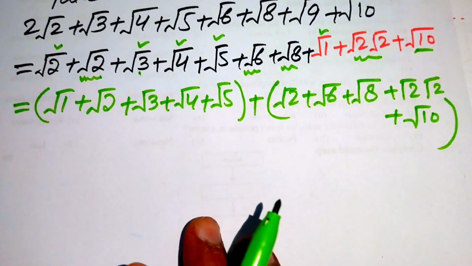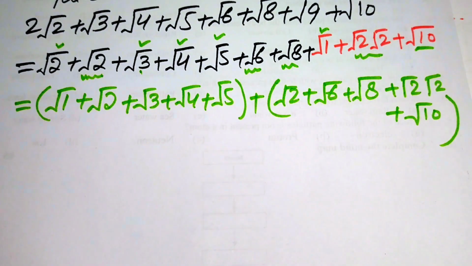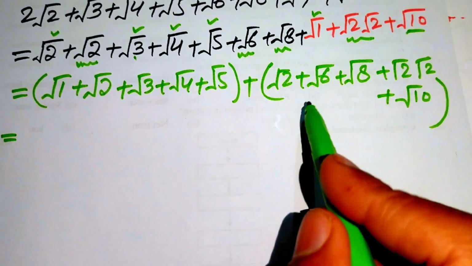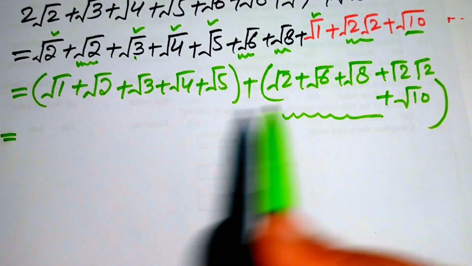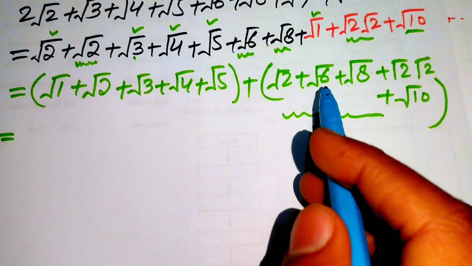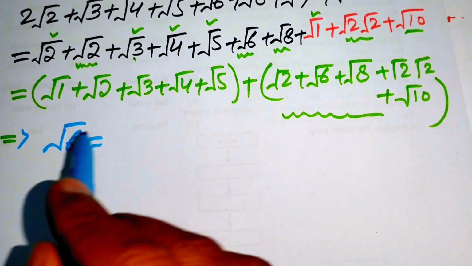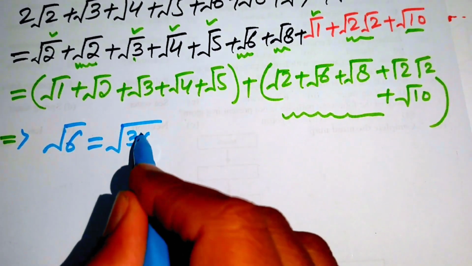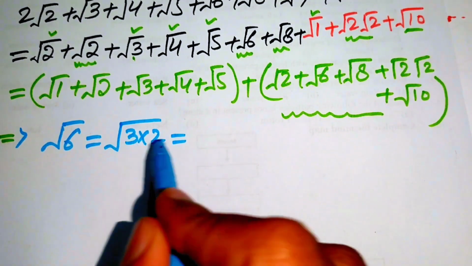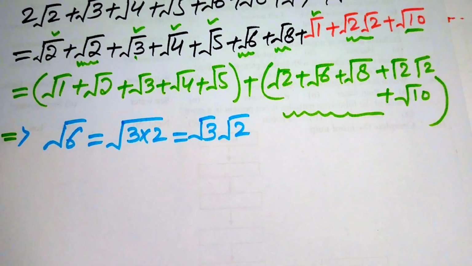So here we rearrange the terms and we write them in two pairs. First we write this pair as it is, and now we focus on this pair. Now we can simplify some terms. If you focus on square root of 6, we write the square root of 6 as square root of 3 times square root of 2, when we separate the square root sign on both of the terms.